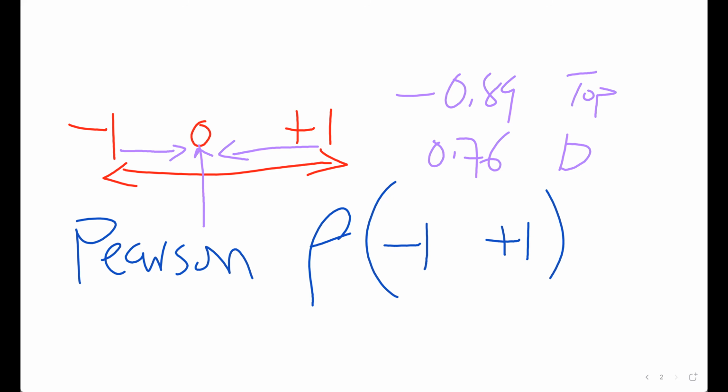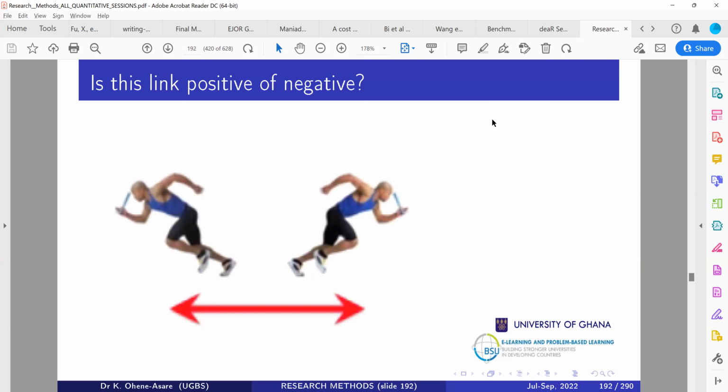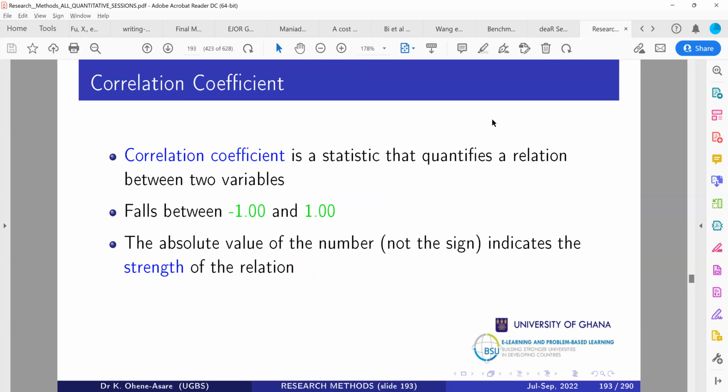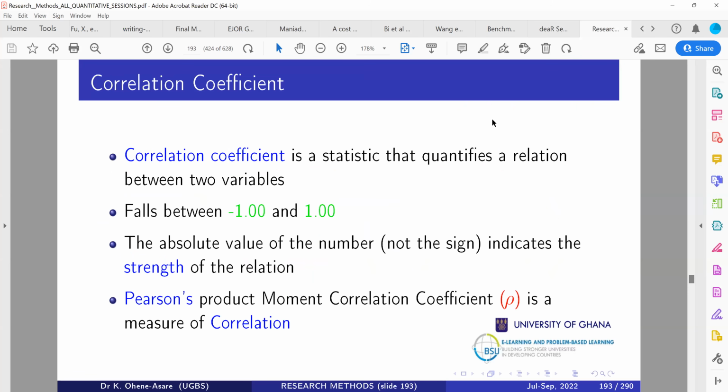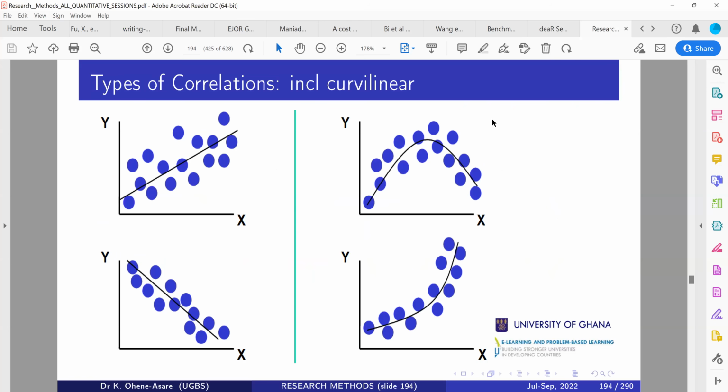Beyond correlation, there is something known as causality or regression. But before then, let me just ask you on the screen, tell me the relationships you see here. You're going to tell me which one is exhibiting positive or negative relationship and which one is exhibiting what else. So please look at the relationship.